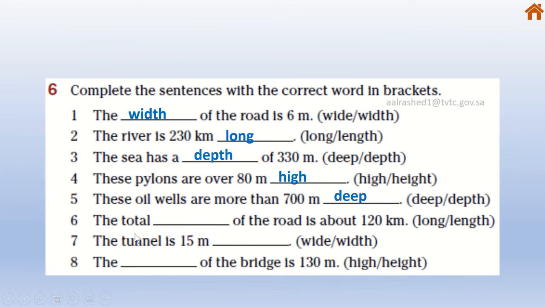6. The total, okay, the total, we have of. It means that anything, the word that is prior to of, it should be noun, that's اسم. Length.